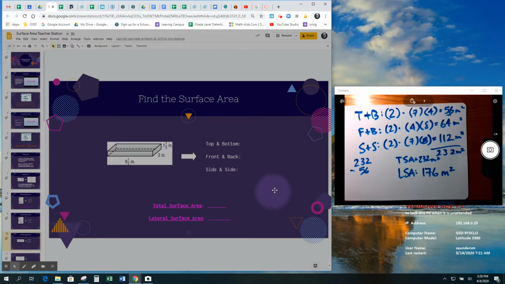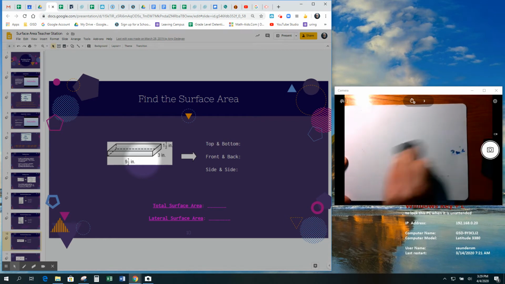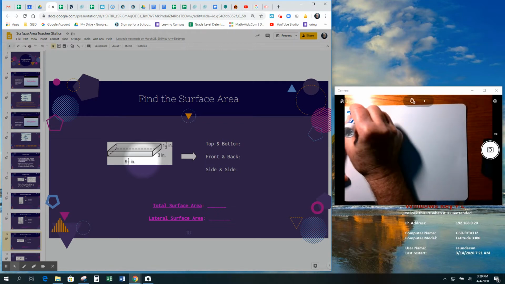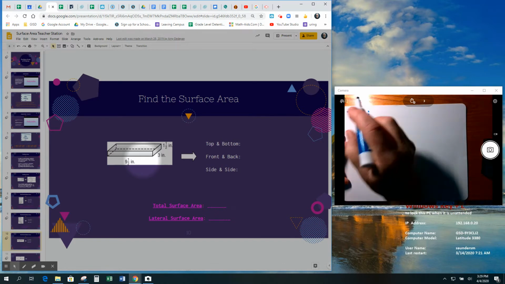How about this one? Let's find the surface area of this shape right here. Remember, we have our top and our bottom. So our top is this piece right here, and our bottom is the opposite side. Okay? So that's the hardest part of doing these total surface area and lateral surface area problems, is deciding at the beginning which one is the top and the bottom. Okay, but if you're consistent, it's always going to work the same way. All right, so top and bottom. My top is, I have 2 of them.